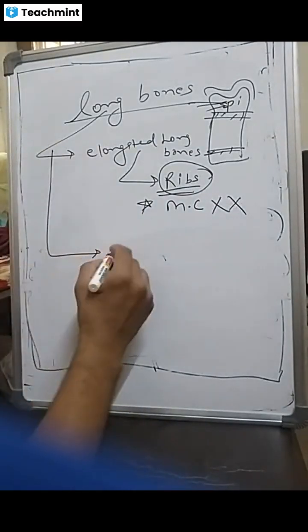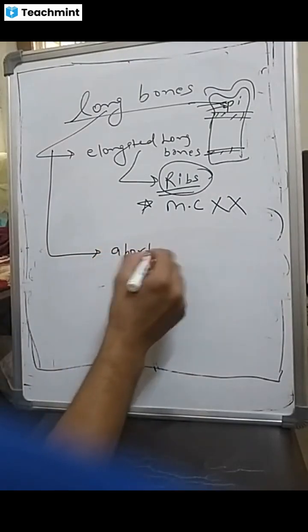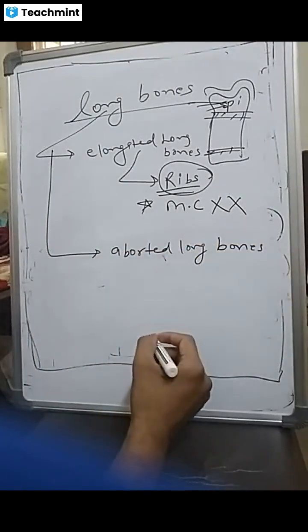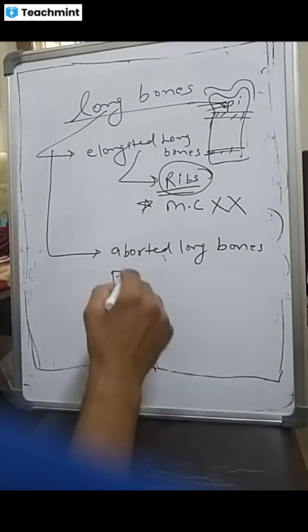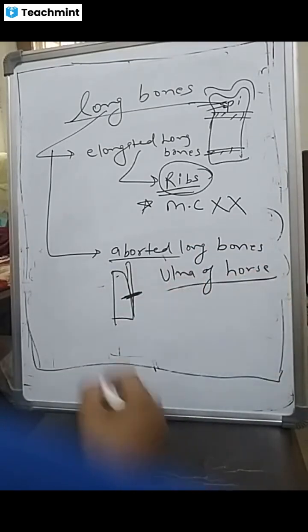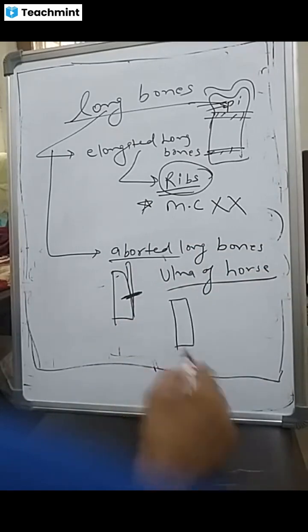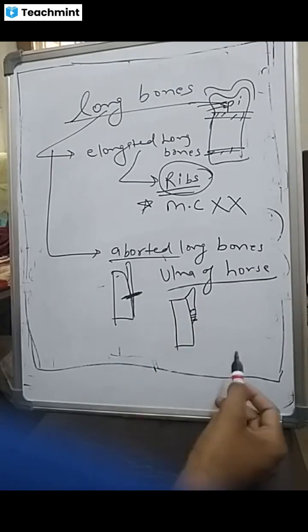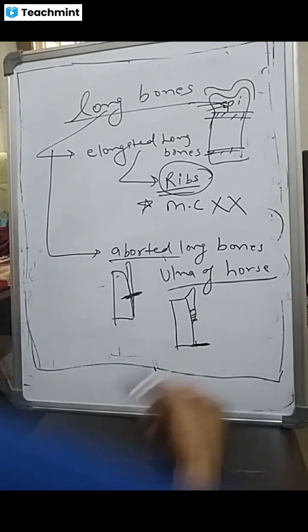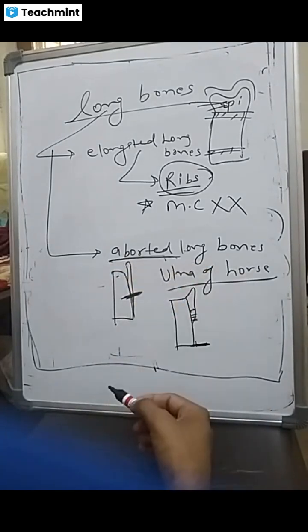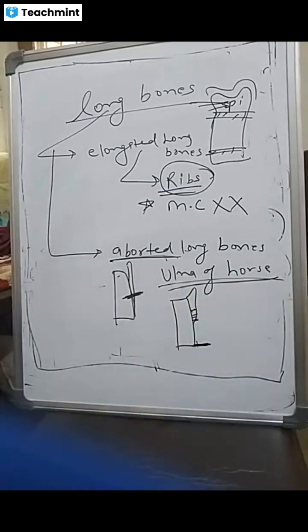Then, in the case of long bones, there is something called aborted long bones. It means the bone is long, but in between it ends, like the ulna of the horse. This is the radius. The ulna finishes here only, not reaching up to the lower end. That is the aborted long bone, the ulna of the horse.